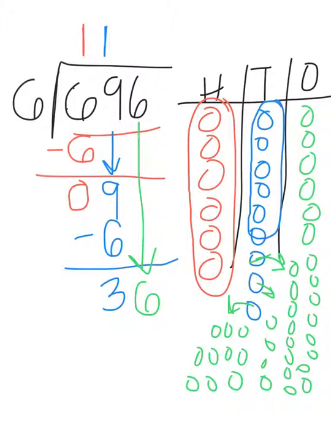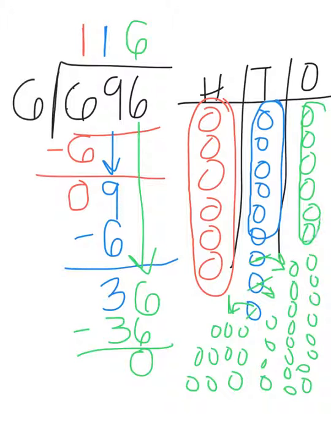I have 36 ones, right? So if I have 36 ones, because we know our 6 facts really well, do we know how many groups of 6 we can make from 36? Ella? 6. So what's 6 groups of 6? 36. So do we have any left over? No. Okay, now just to prove to us that it works, let's circle our groups of 6.